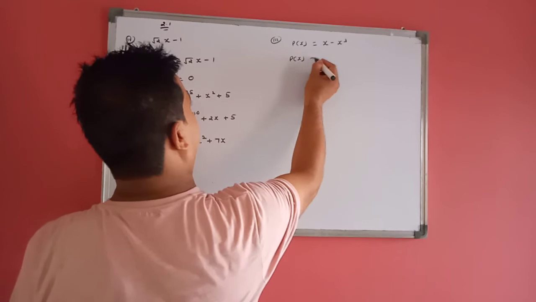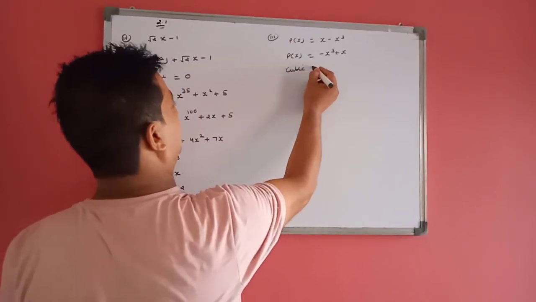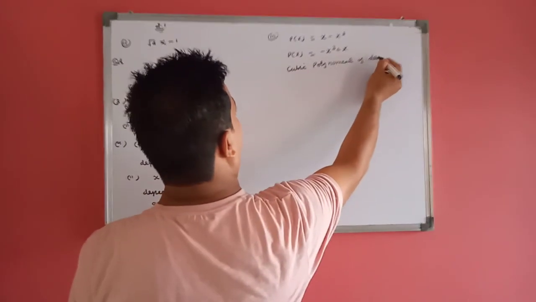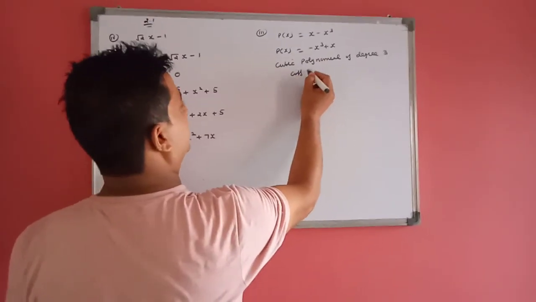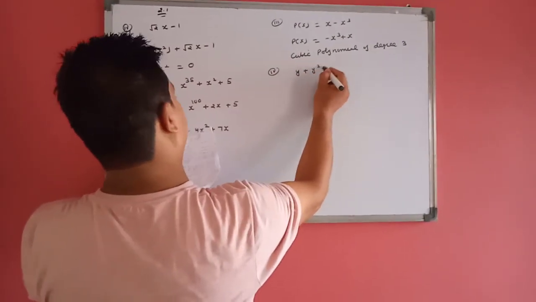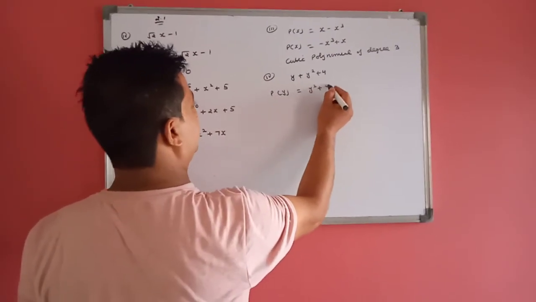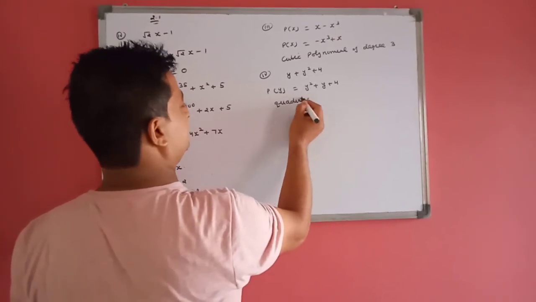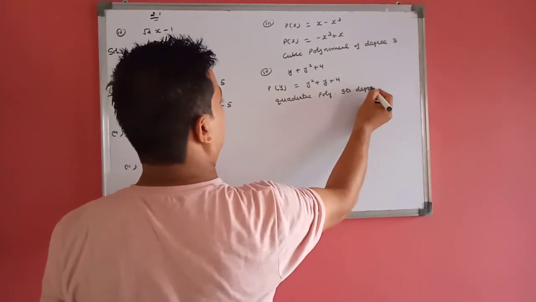In the third question, the polynomial is x minus x cube. We write it as minus x cube plus x. So it is a cubic polynomial of degree 3. And if we find its coefficient, then there is no need of this. The fourth is y plus y square plus 4. We write it as p(y) equals y square plus y plus 4. It is a quadratic polynomial and its degree is 2.